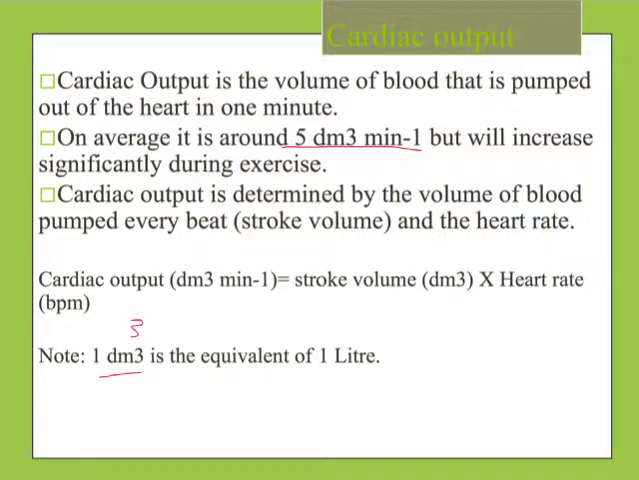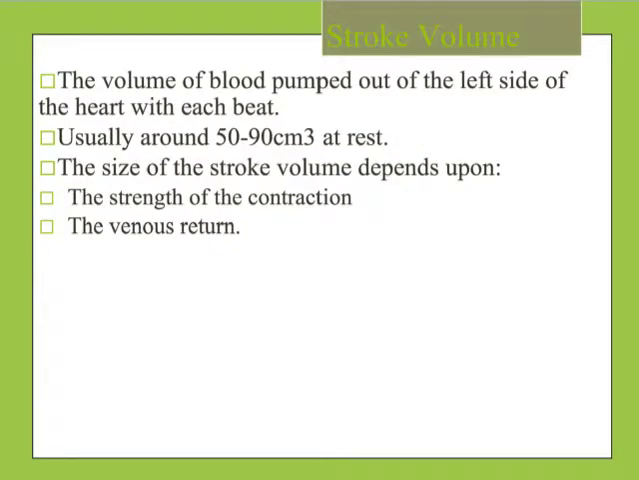How that's calculated, or what determines it, is the stroke volume. That's how much is pumped for each beat, and then the heart rate. Obviously the more times the heart beats, the more blood is going to be pumped. So stroke volume, the blood pumped out of the left side of the heart with each beat, is usually between 50 and 90 centimeters cubed at rest. But then obviously when you start exercising, that's going to change.